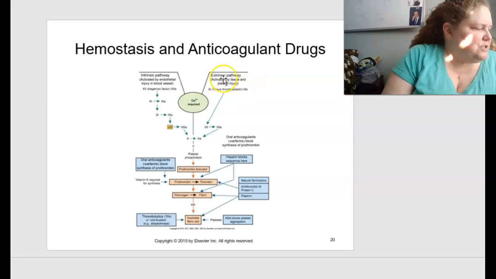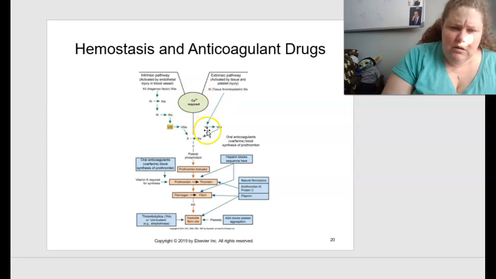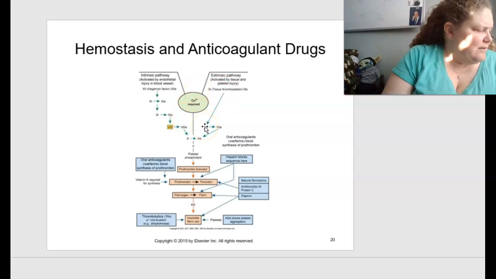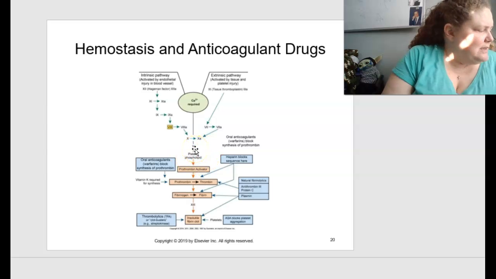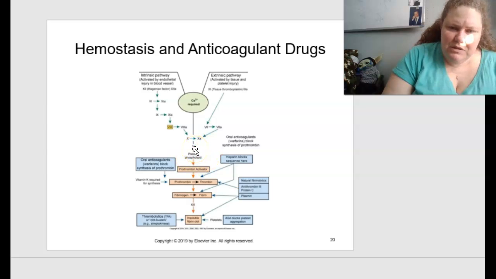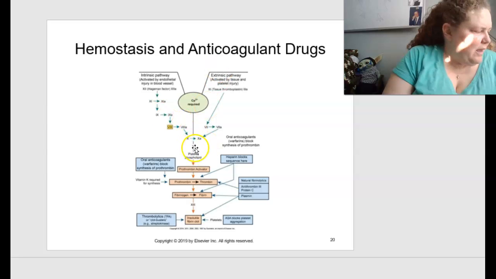You also have your extrinsic pathway, and this is activated by the tissue and platelet injury. And this starts out with the tissue thromboplastin 3A, and that goes down here and is converted into 7. But all of these, calcium is going to be required. And then when we converge, down here we have the process of phospholipids. That is going to be the commonality between the two different pathways. And that is going to come in here and cause the prothrombin activator to be activated.